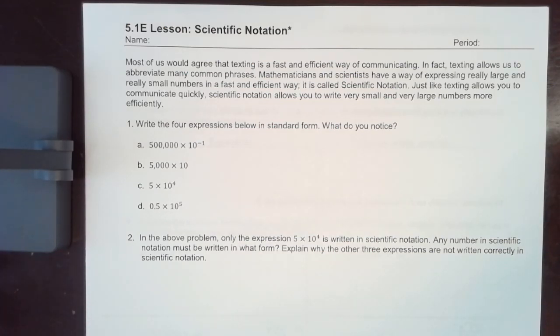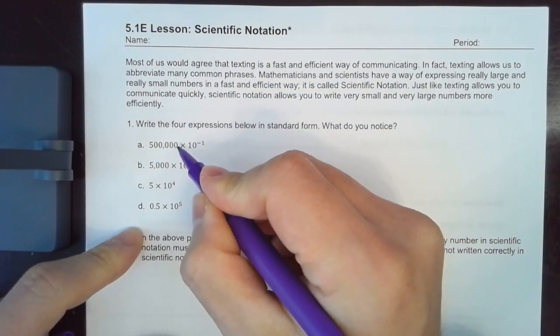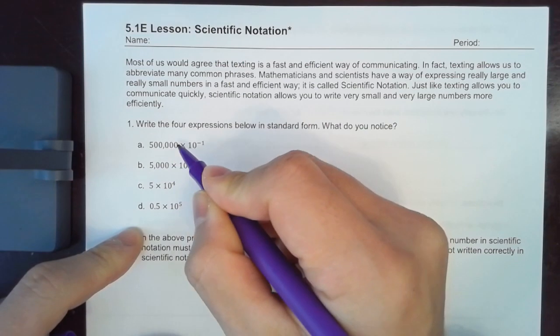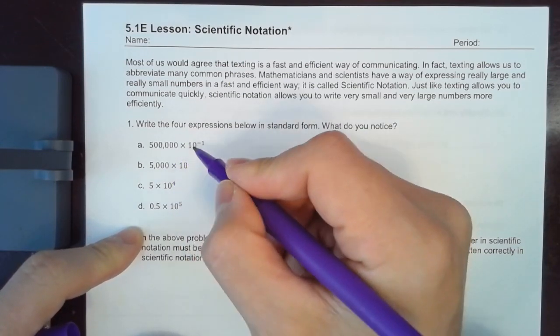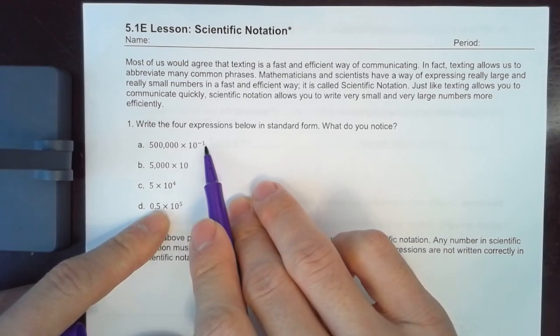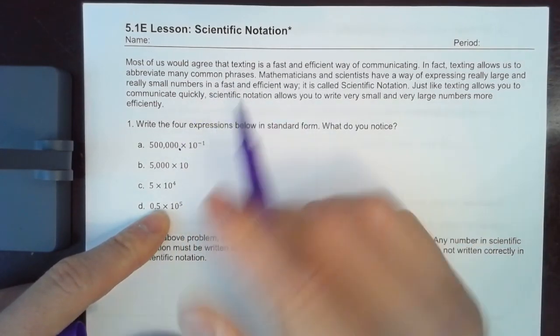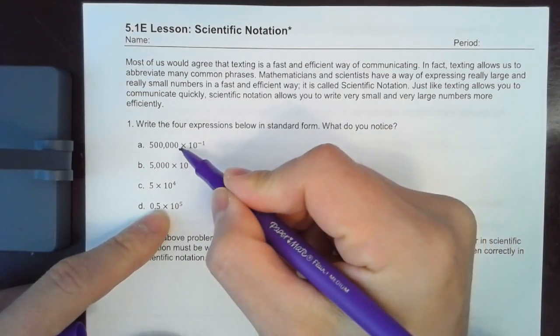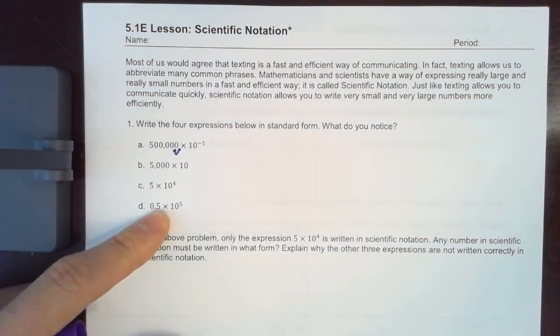Okay, so how do we do that, right? Write the four expressions below in standard form, and what do you notice? Okay, so in the past class, you've understood that multiplying by 10 will move the decimal place one placeholder, and for that reason, dividing by 10 would also move the decimal one placeholder the other way, to the left side, right? So really, when I see something like 10 to the negative 1, it's telling me to move the decimal from 500,000 back one placeholder, okay?